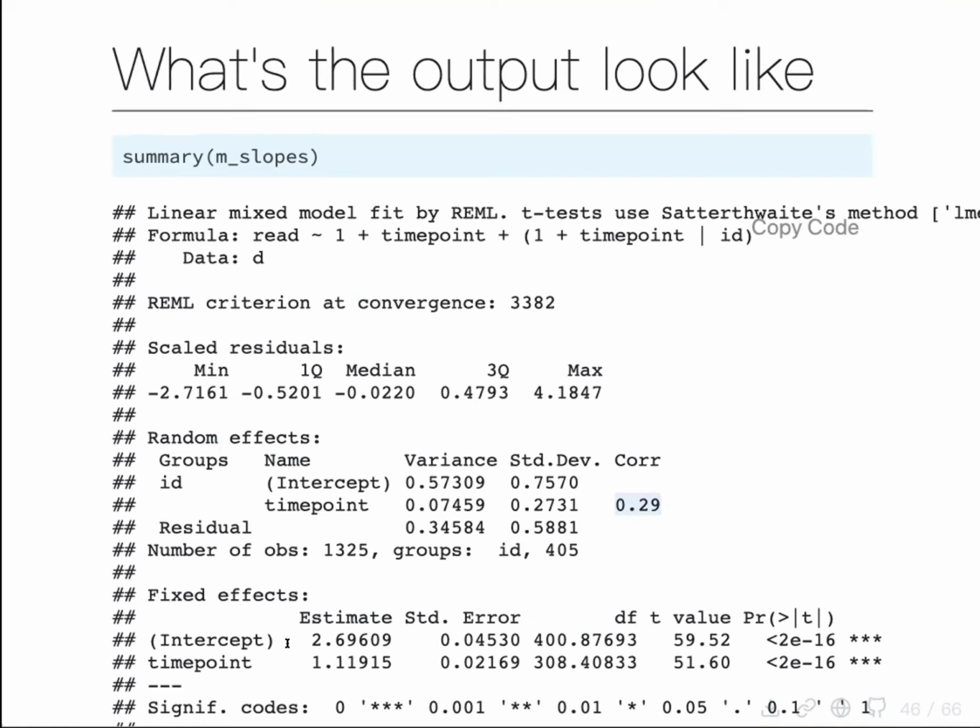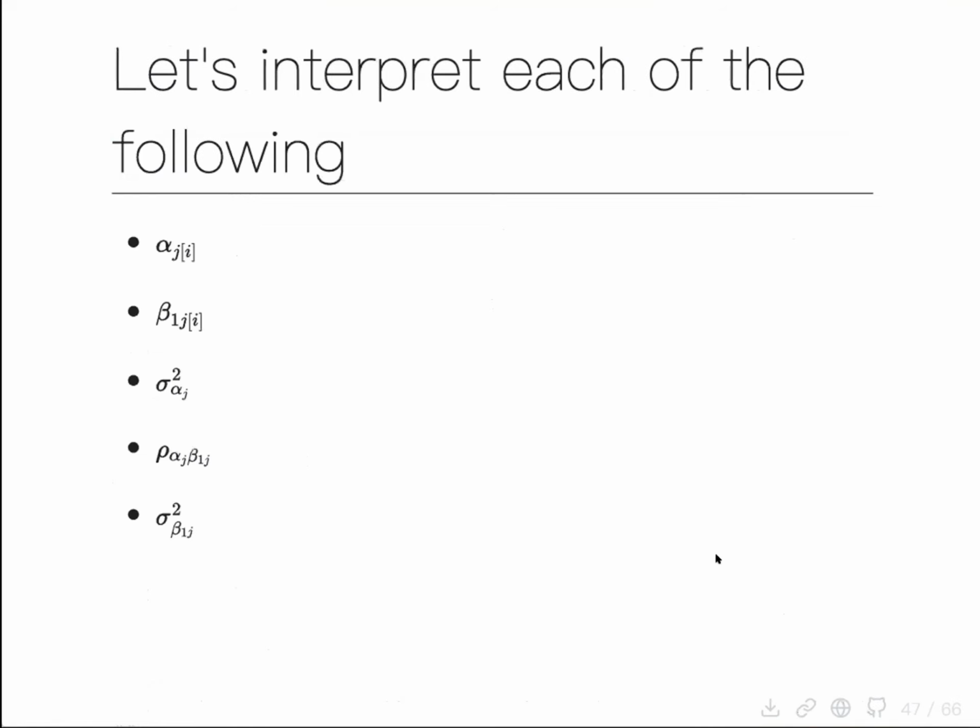Okay, so students started on average with a score of about 2.7 points. That varied between students with a standard deviation of about 0.75 points. And they grew on average about 1.1 points per time point. And that varied between students with a standard deviation of about 0.27 points. Okay. Questions? All right. We've kind of already done that.